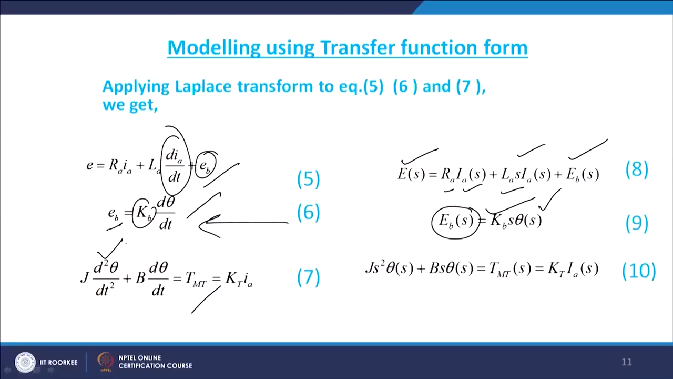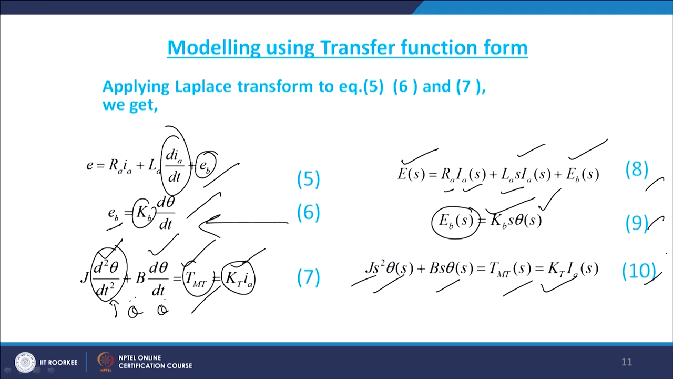Then the motor torque: J d square theta by dt square plus B d theta by dt equals the motor torque, which is KT into I. Here J d square theta by dt square, that is theta double dot, is represented by S square theta of S. Then d theta by dt, theta dot, is represented by S theta of S, and this TMT of S, and here this is KT into I of S. Now equations 8, 9 and 10, we got these equations.